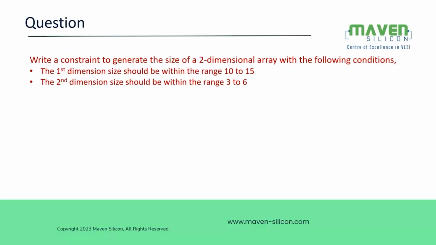Write a constraint to generate the size of a two-dimensional array with the following condition. The first dimension size should be within the range of 10 to 15 and the second dimension size should be within the range of 3 to 6. Constraints are a very important and essential part of the SystemVerilog language, so we can expect more questions on constraints during the interviews. Alright, now let's see how to approach the solution.